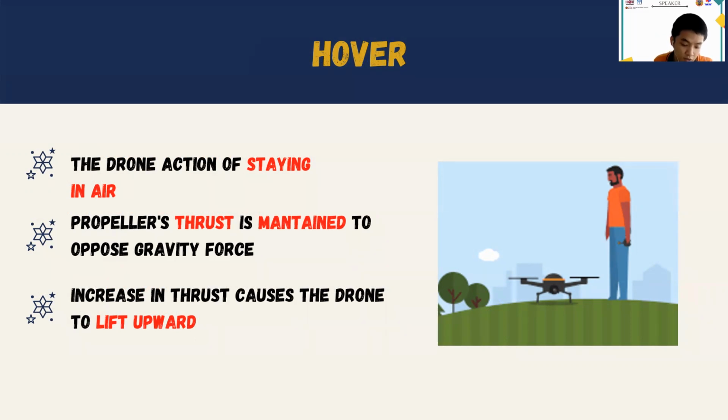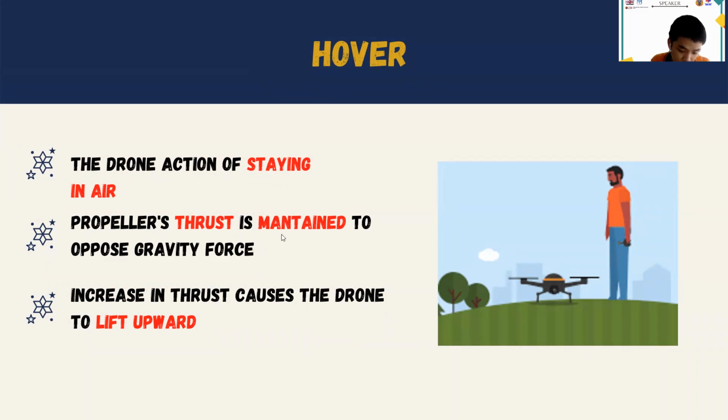Okay, so when we want to make it go up, we can just increase the thrust of the rotors. When you increase the thrust of the rotors, the force produced by the thrust will be greater than the gravitational force. Then the force system will become unbalanced. Since the force of the thrust is greater, it will make the drone fly upward, to lift upward. Just a very easy concept, right?